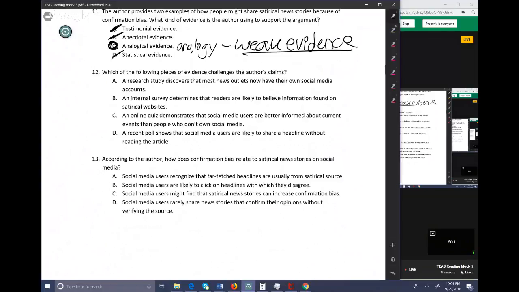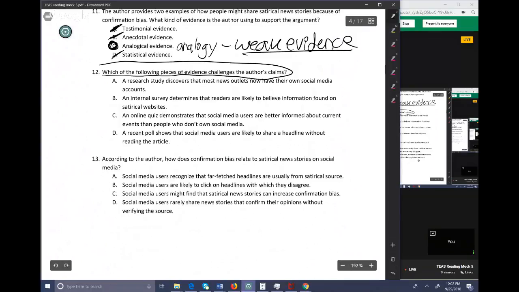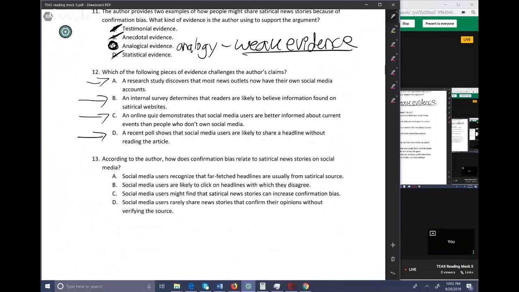12 says, which of the following pieces of evidence challenges the author's claim? This is not worded great. What they mean is if all four of these things here are true, which of these four things would challenge the claim that the author is making? So they weren't as clear in their wording as they could be. That is more or less the way it actually is worded, so it's really brief.